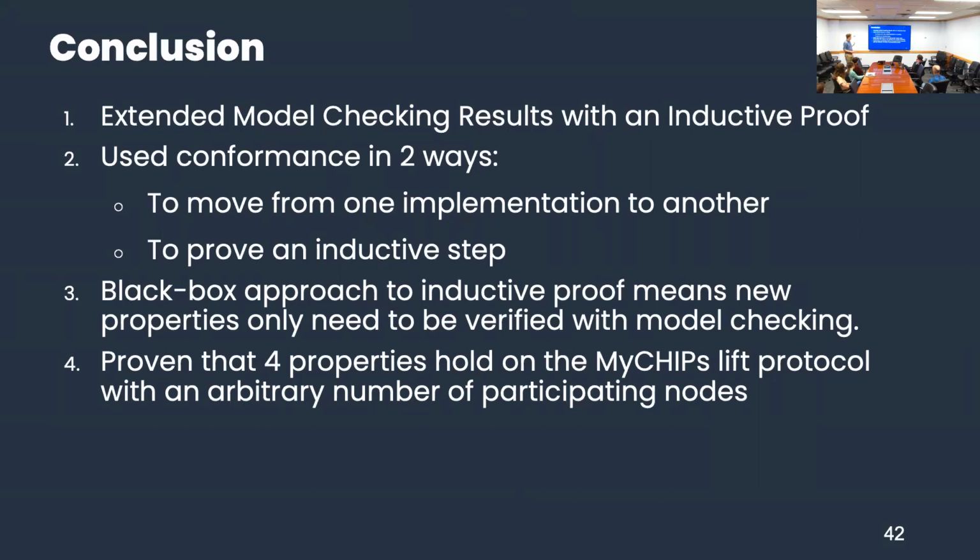I want to point out that with this black box approach, the inductive proof doesn't know anything about the properties we tried to verify. Because of that, if there's some other property we'd like to verify in the future, all we have to do is encode that in our model checker and verify that it holds, and we know that it will extend to an arbitrarily large system. Last, I just want to make sure this is super clear. We've proven that those 4 properties we care about hold on the MyCHIPs lift protocol with an arbitrary number of participating nodes.